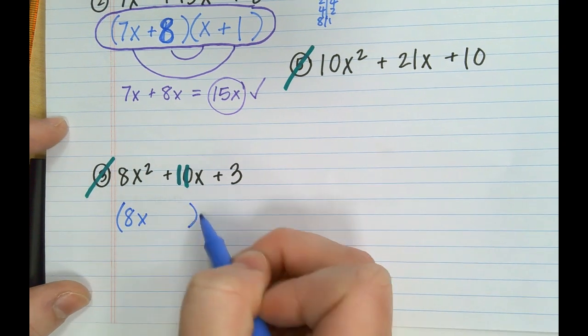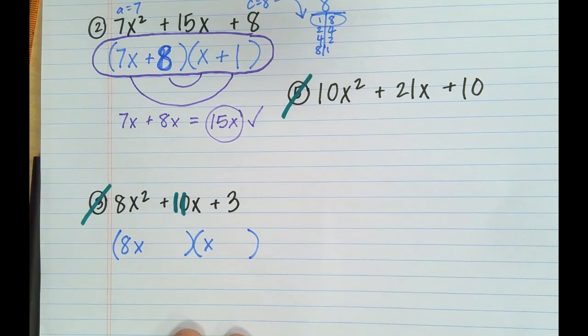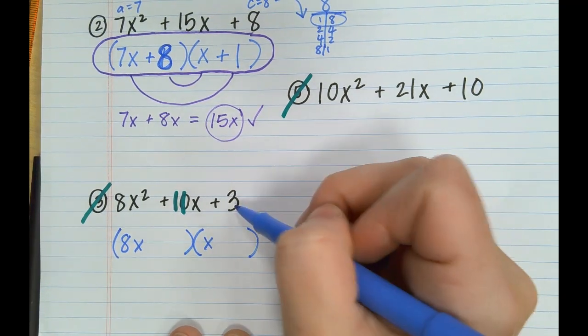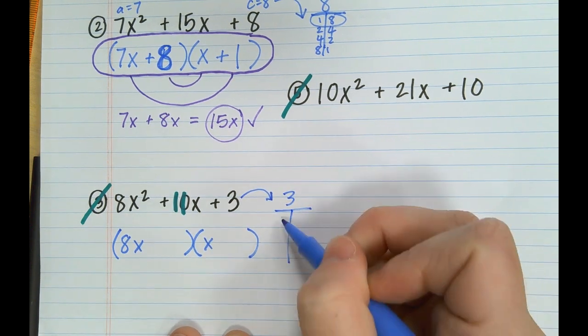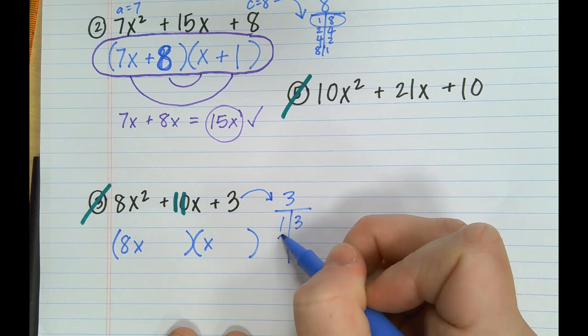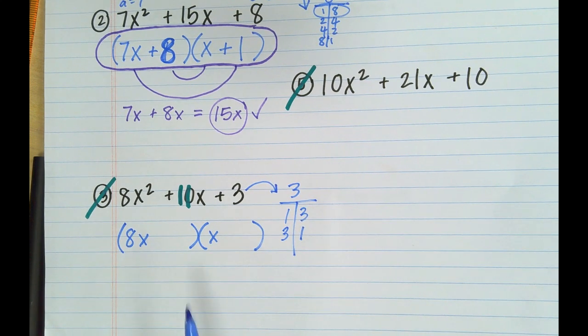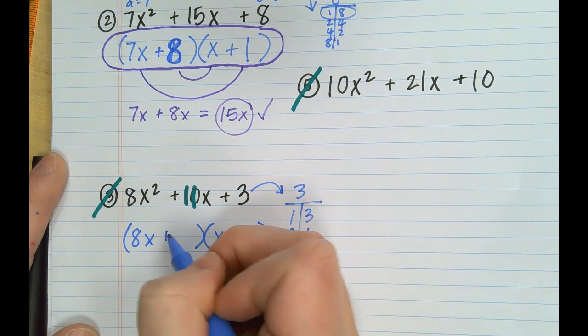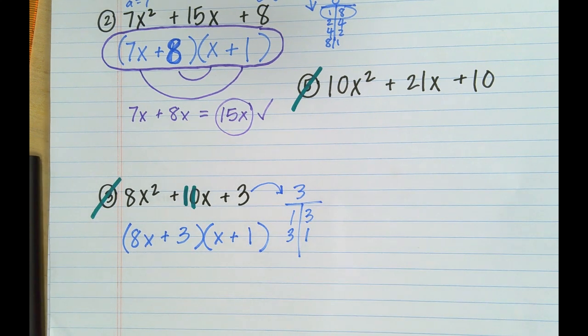Good. And x in parentheses. So what am I checking for next? Good. Factors of 3. What's my options? 1 and 3 or 3 and 1? Good. So which one did you guys find was correct? 8x plus 3, x plus 1. Let's double check it.